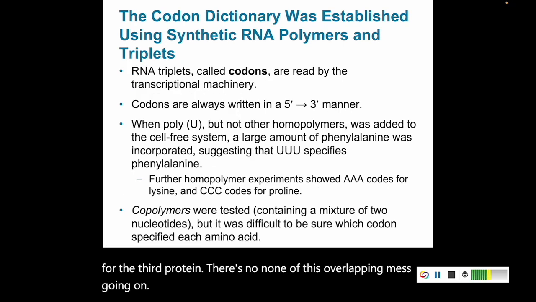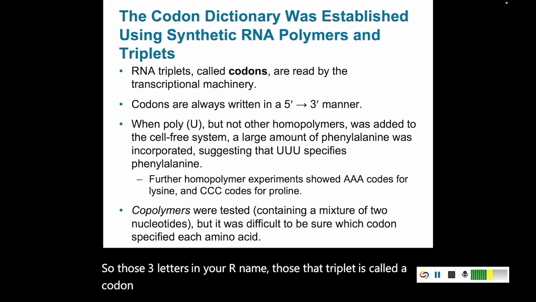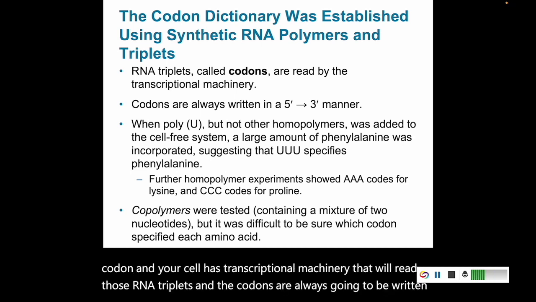So those 3 letters in your RNA, that triplet, is called a codon. And your cell has machinery that will read those RNA triplets. And the codons are always going to be written in a 5' to 3' manner.